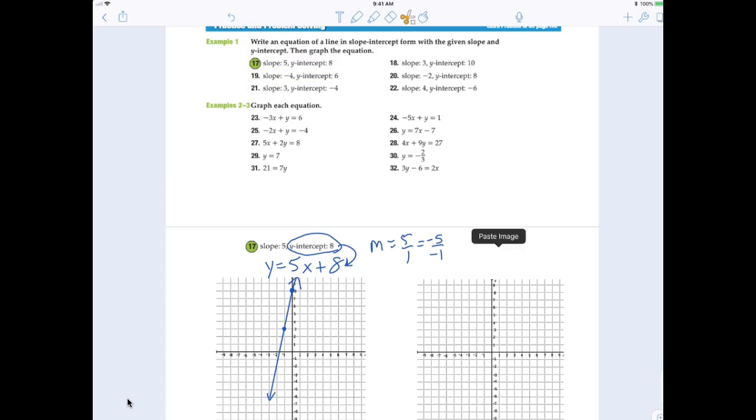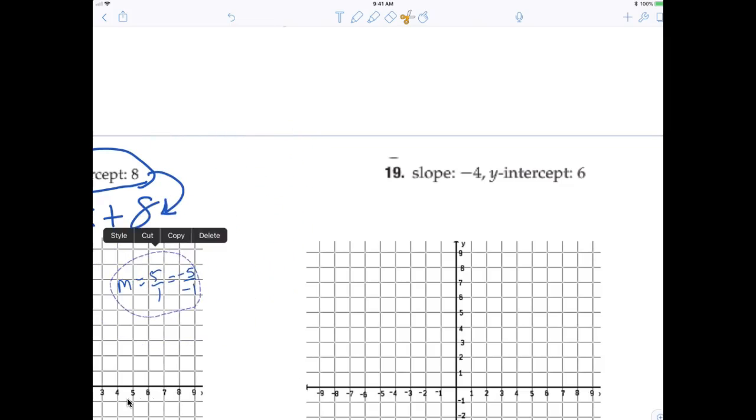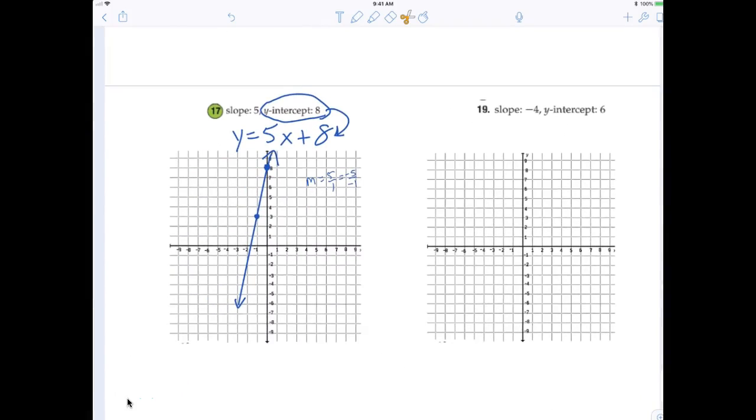Let me put it up here. All right. Wait a minute. I want to move this over out of the way because I don't want to get this in the way. All right, go ahead. Tell me what the equation is, please.